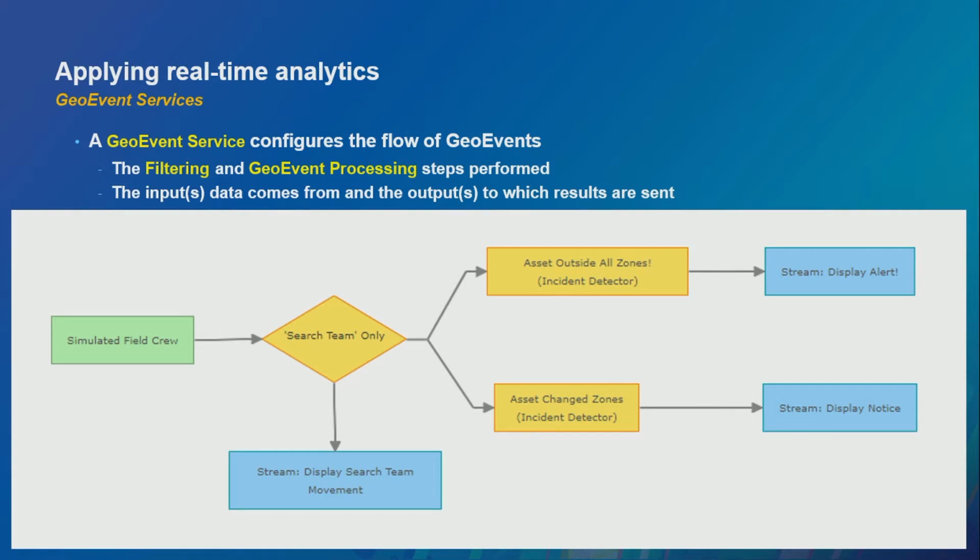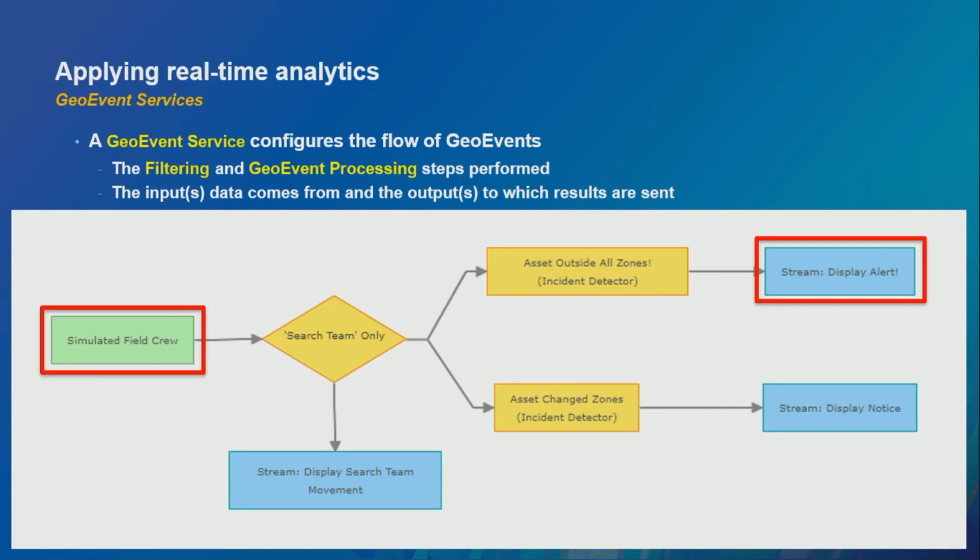So just to break down the anatomy of a typical GeoEvent service, in green here we have our input connector. This essentially is what we've configured to allow us to bring our data in through a variety of different formats. You could have one or more input connectors within a GeoEvent service.